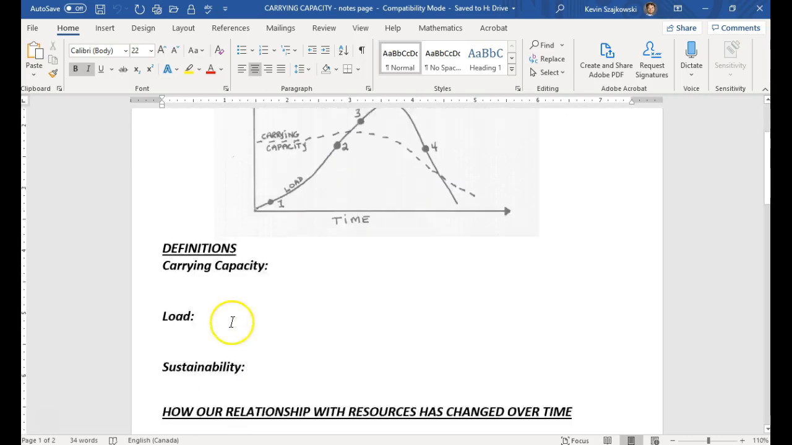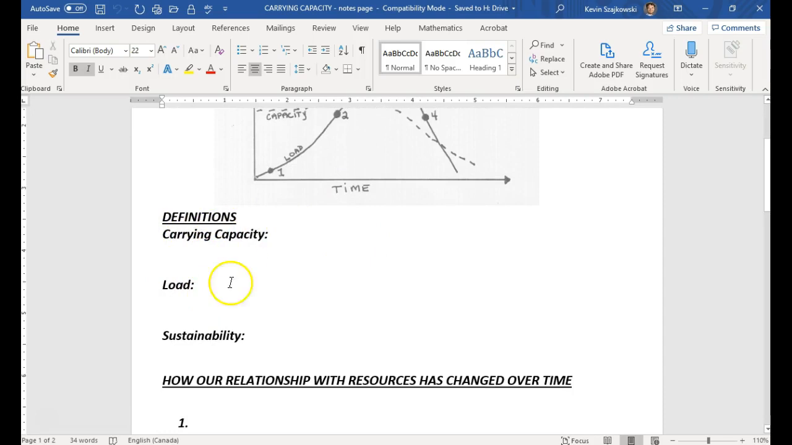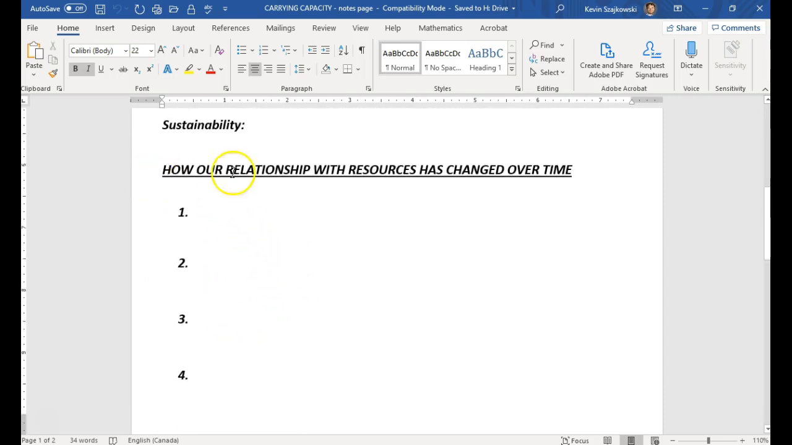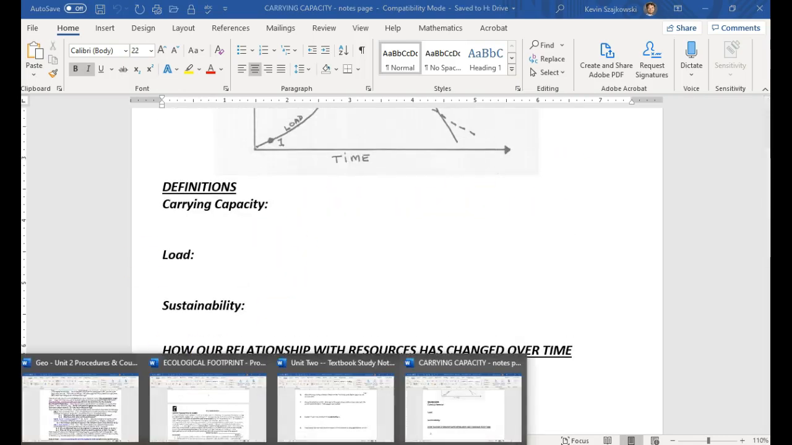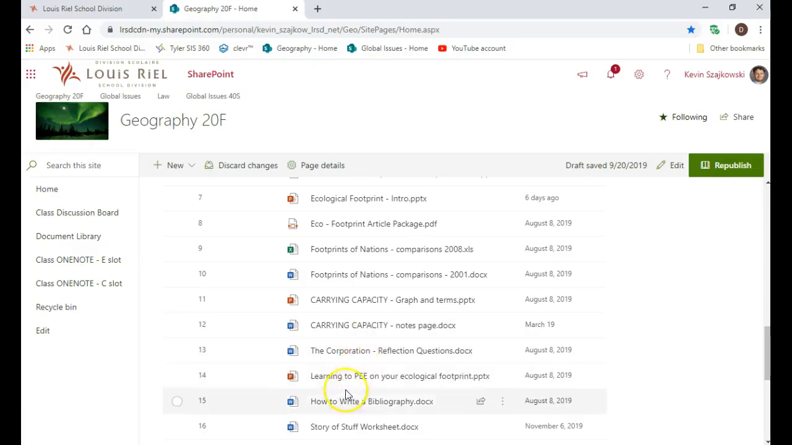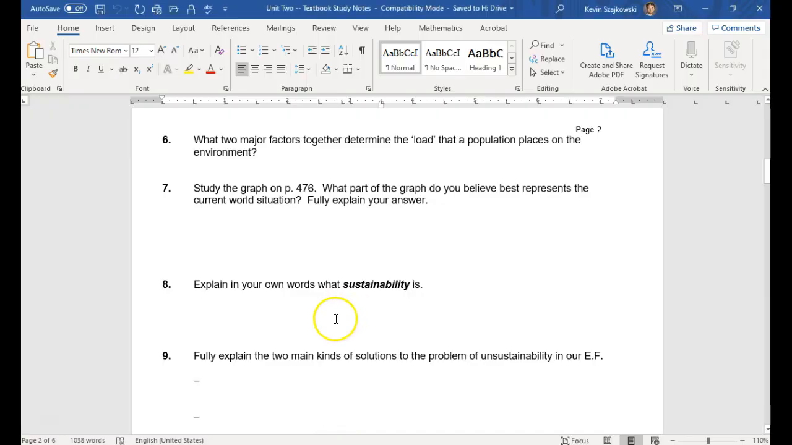Okay, so what are the definitions of these terms? Carrying capacity, load, sustainability, and how has our relationship with resources changed over time? So this particular page is accessible right here, carrying capacity notes page, and it's meant to be filled in by following the slides in this PowerPoint. Okay, so this is the other thing that I would like you to at least get started on. And this topic is very much intertwined with these textbook study notes.